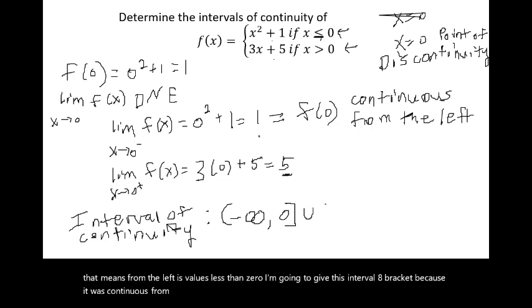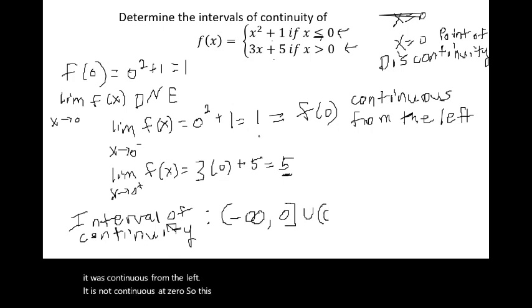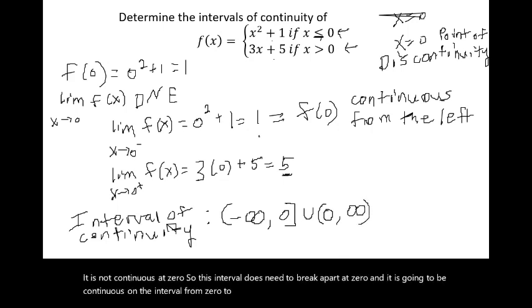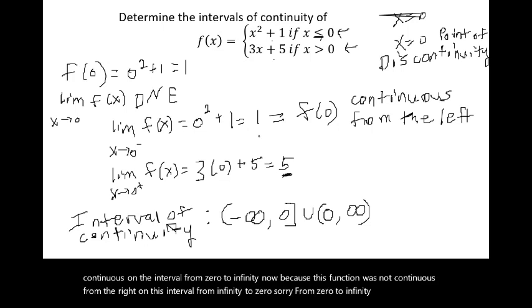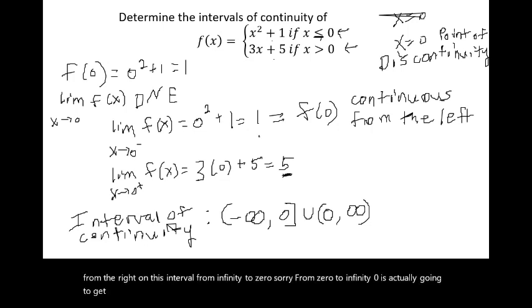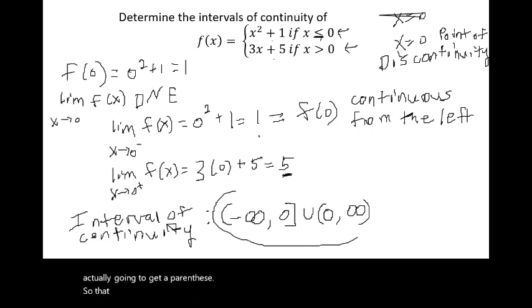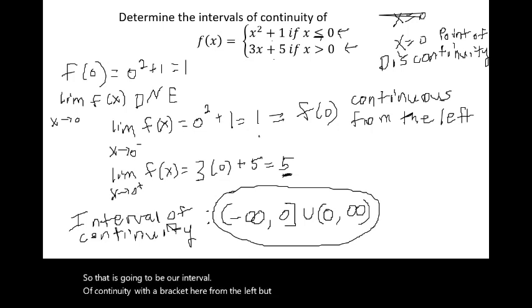It is not continuous at 0, so this interval does need to break apart at 0. And it is going to be continuous on the interval from 0 to infinity. Now, because this function was not continuous from the right, on this interval from 0 to infinity, 0 is actually going to get a parenthesis. So that is going to be our interval of continuity, with a bracket here from the left, but a parenthesis here from the right.